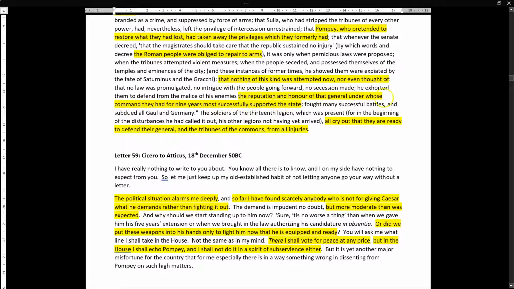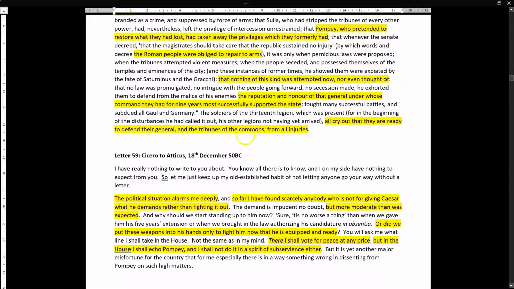the reputation and honour of that general under whose command they had for 9 years most successfully supported the state. So he's sort of suggesting to his soldiers, look, I've looked after you for 9 years. We've been very successful. I've extended the empire. I have promoted Rome. Look how they treat me. What am I going to do? And we worked really hard, and this is it. And they're going to disband you and treat you badly.